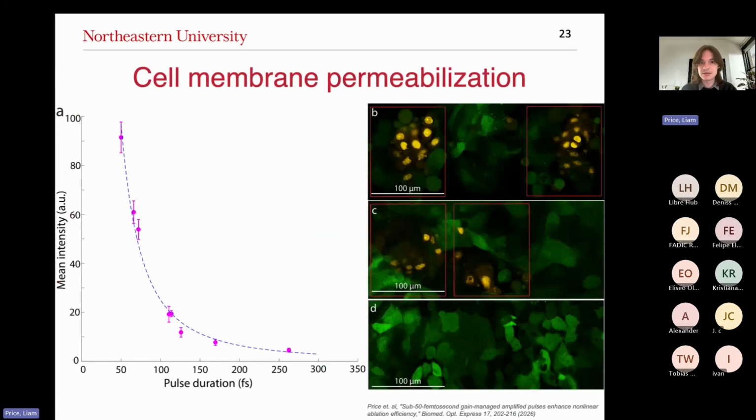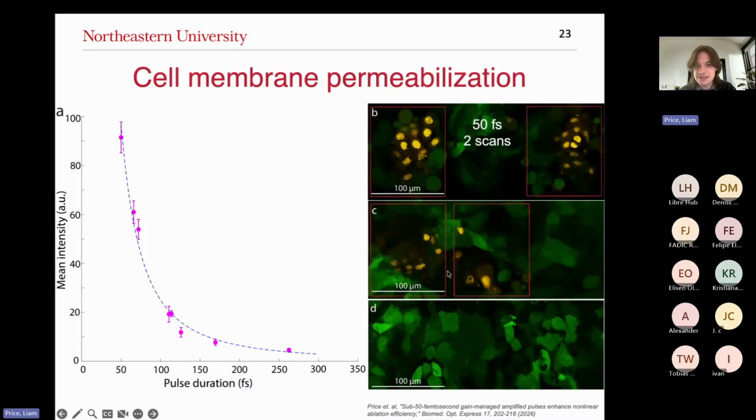What that looks like under fluorescence microscopy is something like this over here on the right. In B, we have this example with the really short pulse duration, 50 femtoseconds, and we just did 2 raster scans across the cell membrane surface, and you can see quite a few of these cells have taken up this orange PI dye within the scan region, which is denoted by this red rectangle here. So it's very obvious, very bright.